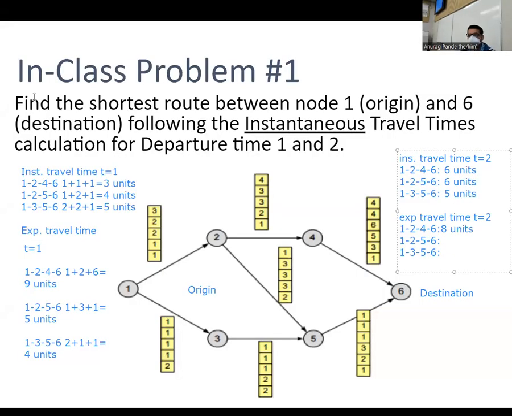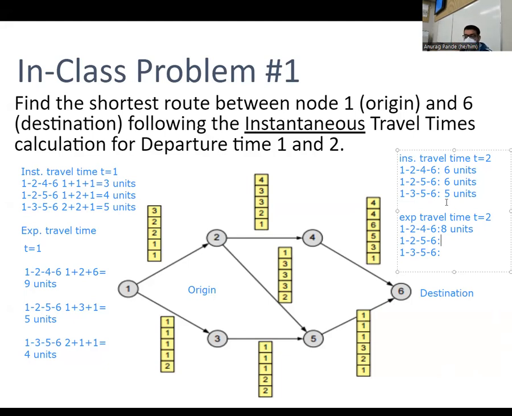All right, so let's hear some answers. I put in the instantaneous travel time calculations. 1, 2, 4, 6, I got 6 units. Did anybody get something different? Please let me know because I make mistakes all the time. We have to make sure that we got it correct. So I got 1, 2, 4, 6, 6 units. Again, just instantaneous. 1, 2, 5, 6, I got 6 units, and 1, 3, 5, 6, I got 5 units. Everybody got that? That seems to be the trend.